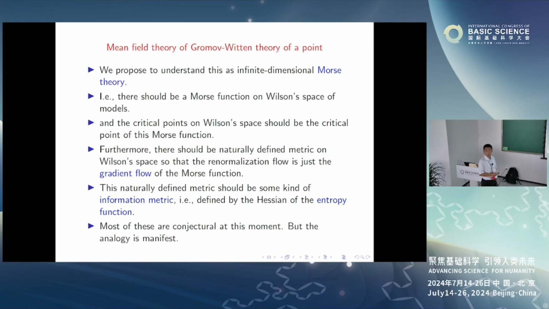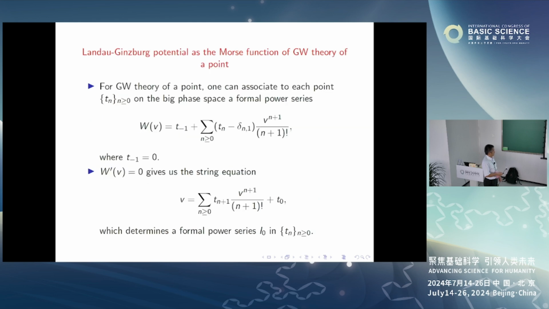So in mathematics, there is this famous and important Morse theory. I think the renormalization theory of Wilson is actually to be understood as an infinite dimensional version of this thing. So furthermore, this naturally defined metric should be some kind of information metric. It should be defined using the Hessian of the entropy function. So we can define the free energy, and we should also be able to define entropy. And then we can use some kind of metric there. And then you can use the metric to define the gradient flow. So most of these are actually conjectural at this moment, but the analogy is very clear. So let me move on.